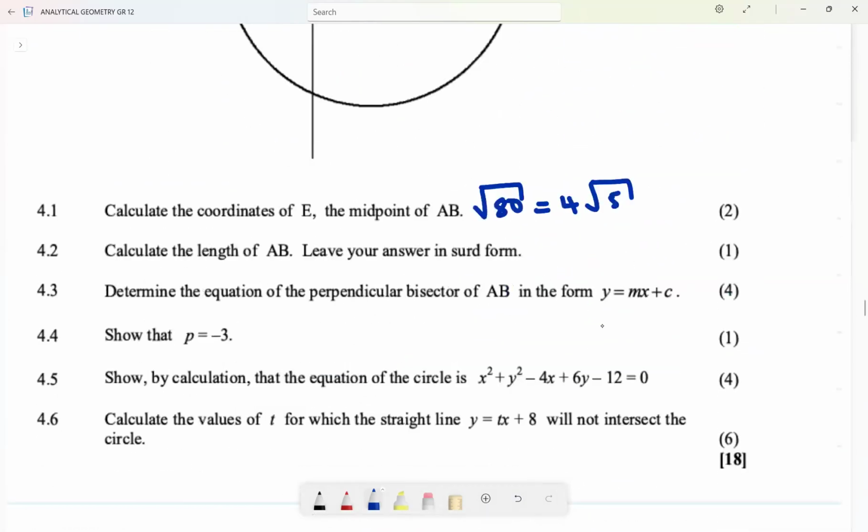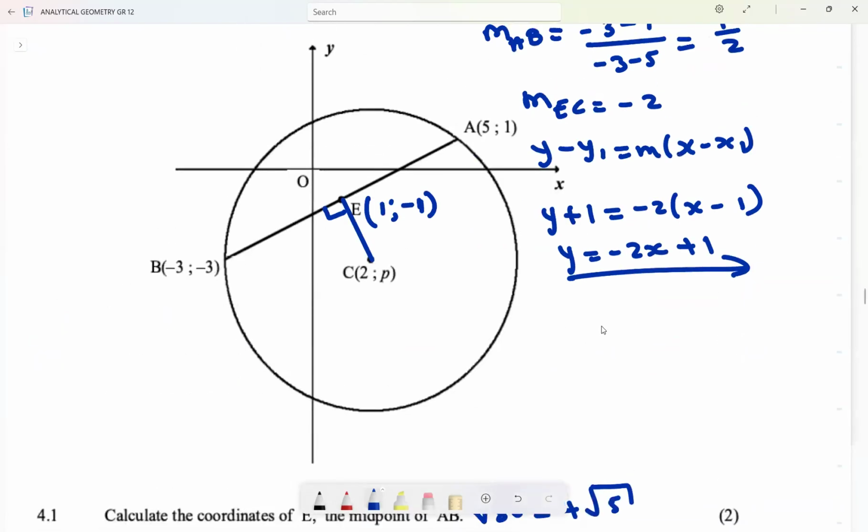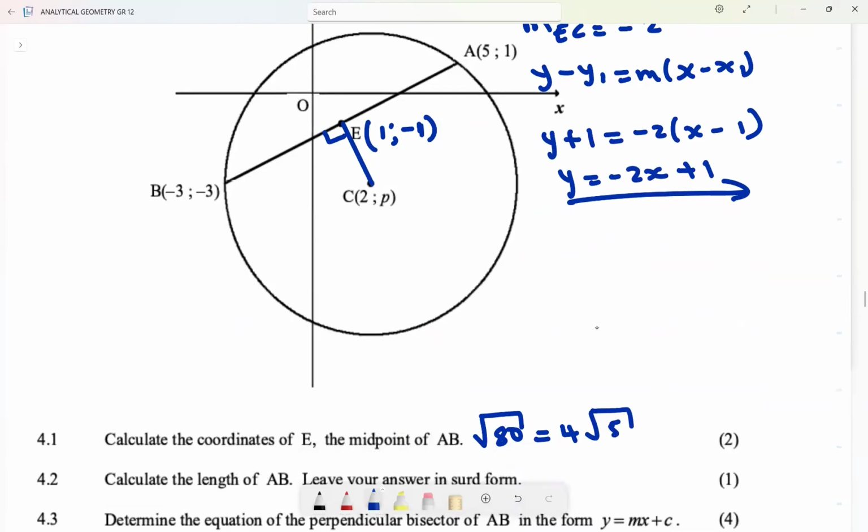Show that P is equal to negative 3. Where is P? Can you see that P is just a line on the graph of this one? So I can just say P, which is y, is equal to -2 times 2 plus 1, and then that is equal to -3. That one is easy.